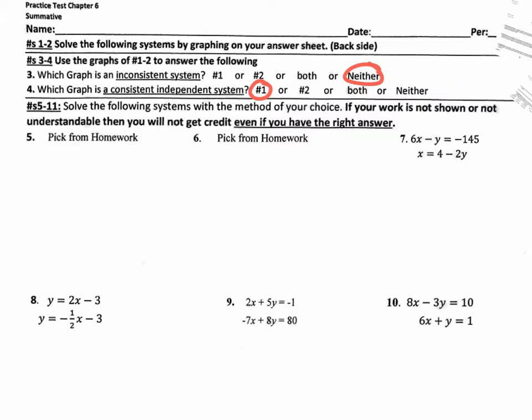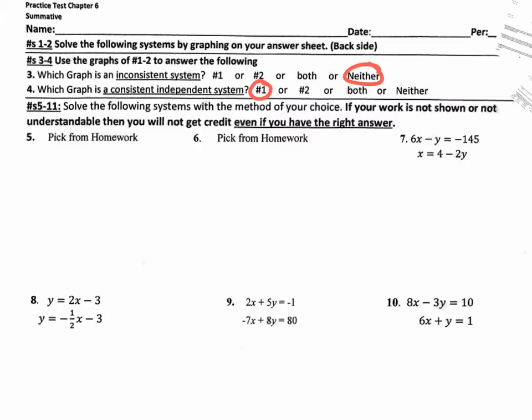Now, notice what it says here. If your work is not shown or not understandable, then you will not get credit, even if you have the right answer. So I need to see some work, and I need to see that it's the correct work. And I do have the right, even if you have the correct work, to ask you to explain it to me. If you cannot explain it to me, that means you don't know how to do it. If I have you rewrite it and do the problem over again and you just blank out, that means you don't know it. So please make sure that you show your work, and that you're able to explain it to me if I ask you how you did whatever work you do.